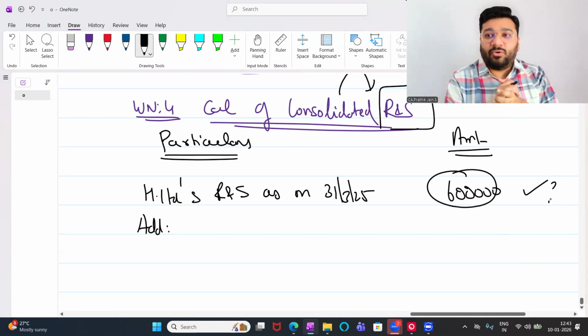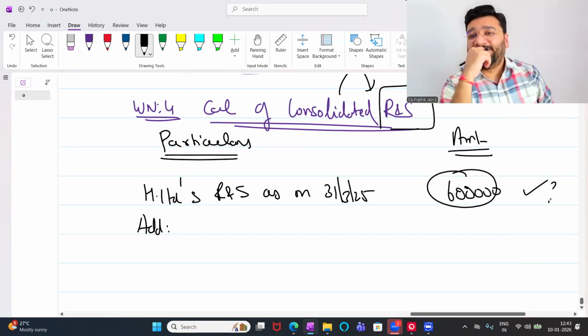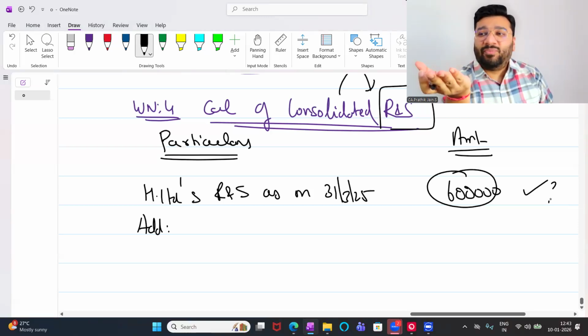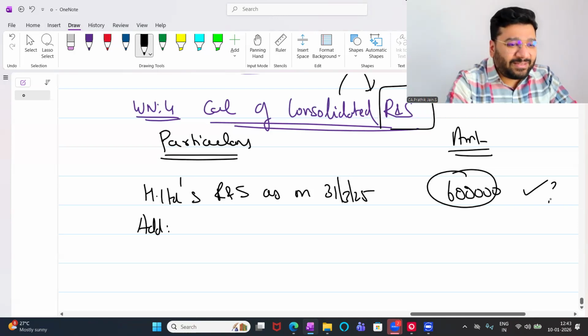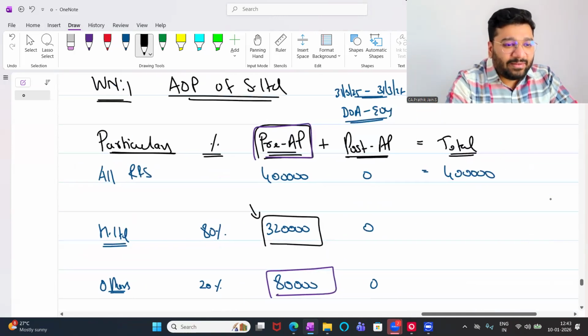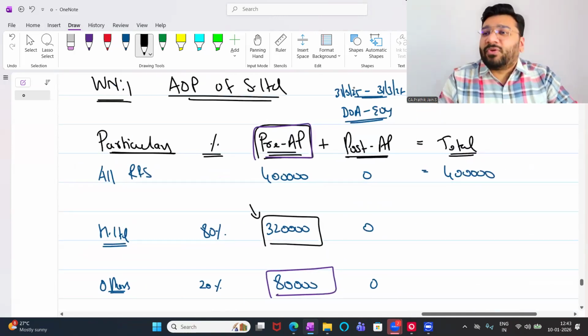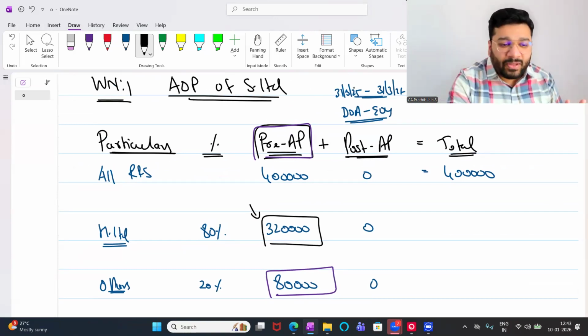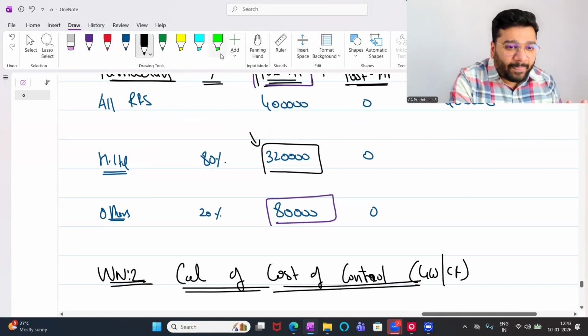Lakshita says after acquisition. What does new Lakshita say? Post. Wow, okay, better words. Post-acquisition. Lovely, that's the answer. Now please understand, we have done the analysis of profit. Whose profit? The subsidiary's profit. Now understand this very carefully.